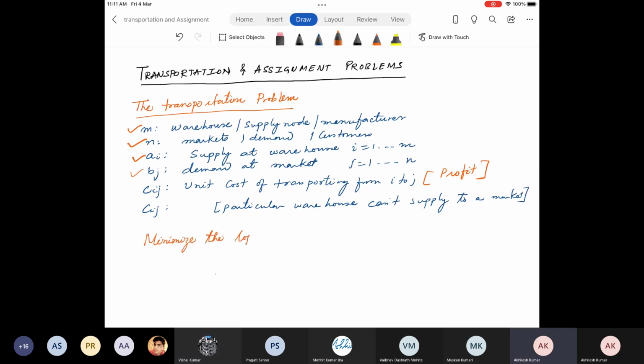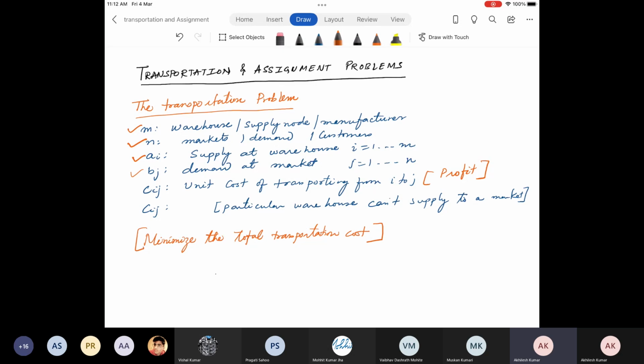Because here we are just looking at unit cost, so we have to minimize the total transportation cost. Now, instead of cost, suppose the marketing department has converted it into profit. In that case, what you need to do is maximize the total profit. But generally, when we talk about the transportation problem, it is about minimizing the transportation cost.